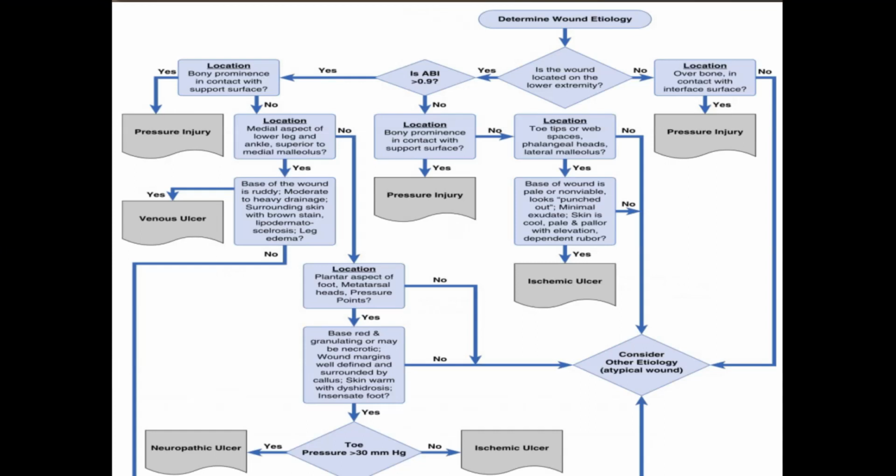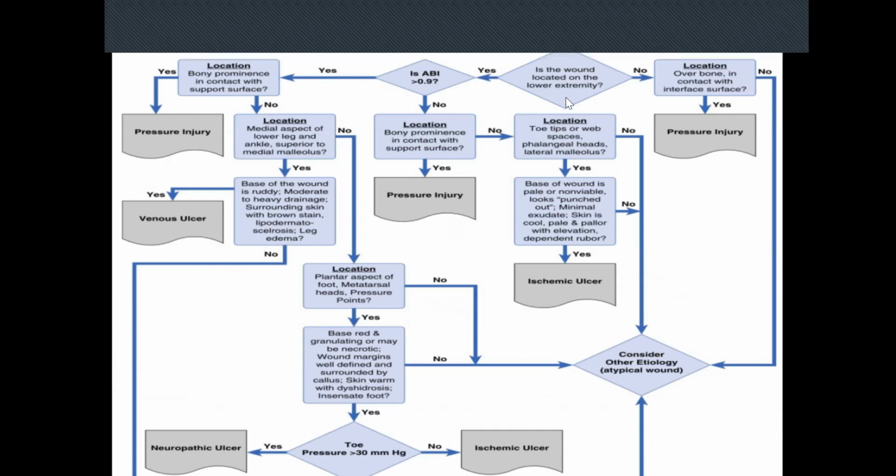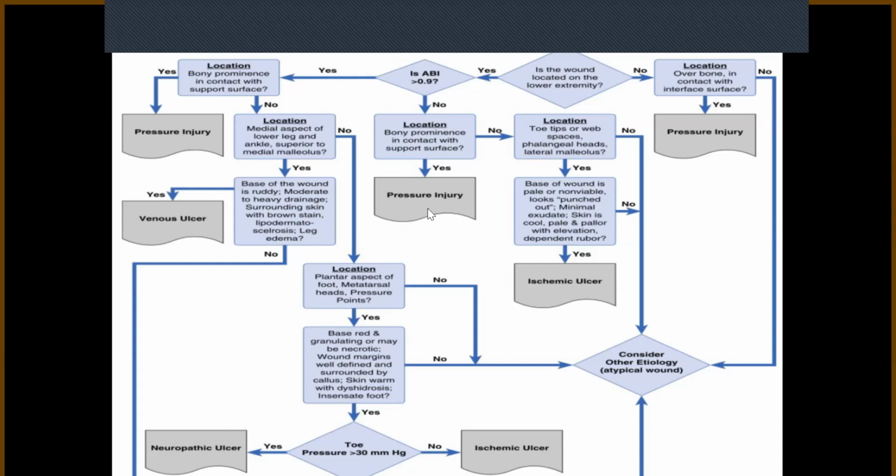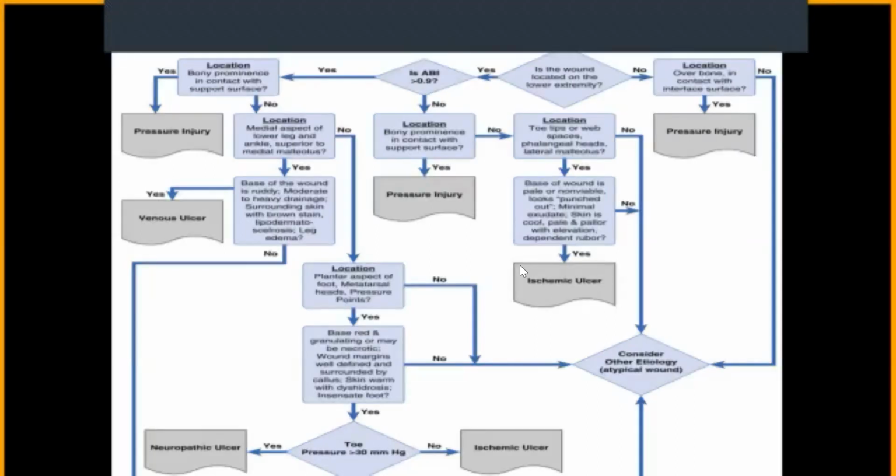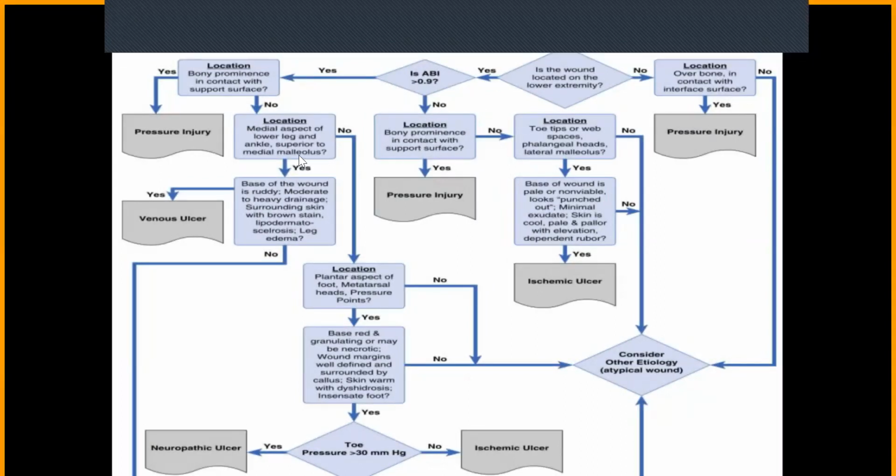This is a flow diagram from Bradham itself to decide whether it is a pressure injury or an ischemic ulcer based on the ABI. You can also go through Bradham to check it. It is very exhaustive, so I am skipping this out.